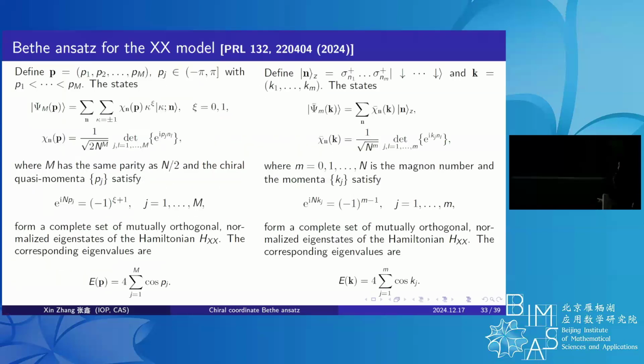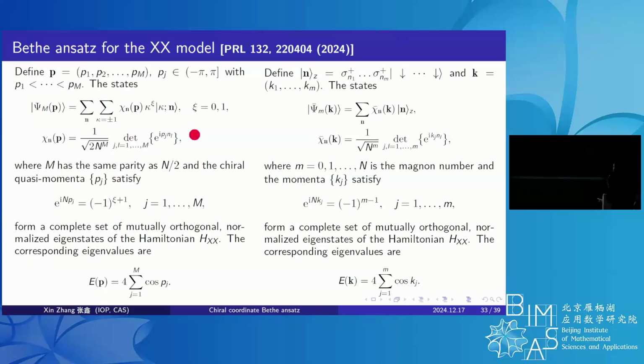So then the last part is about the XXZ model. For the XY model, we constructed the chiral Bethe ansatz, and for the XX model, we can easily get similar results. We can get this causal momentum p_j satisfying this Bethe equation, and then the wave function can be given by such a Slater determinant.